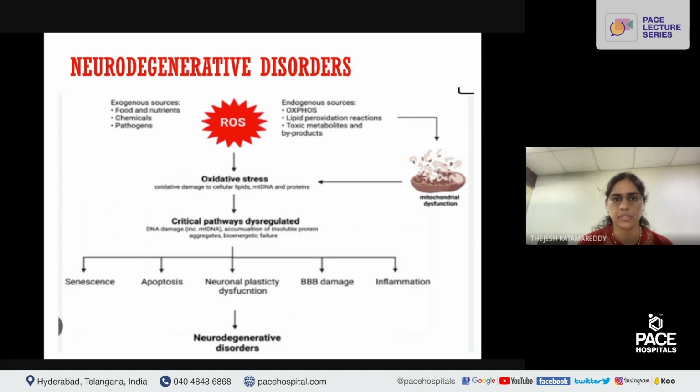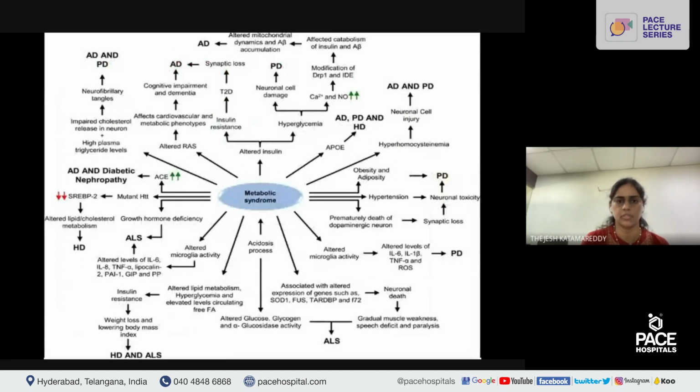These are the reactive oxygen species which are released in stress. This will affect the cells in the brain, causing DNA damage, accumulation of insoluble proteins like amyloid beta, and causing senescence, apoptosis, neuronal plasticity dysfunction, blood-brain barrier damage, and inflammation. All these things will lead to neurodegenerative disorders. This one slide shows how metabolic syndrome is causing neurodegenerative diseases like Parkinson's, Alzheimer's, and amyotrophic lateral sclerosis, all by altering the intracellular milieu.